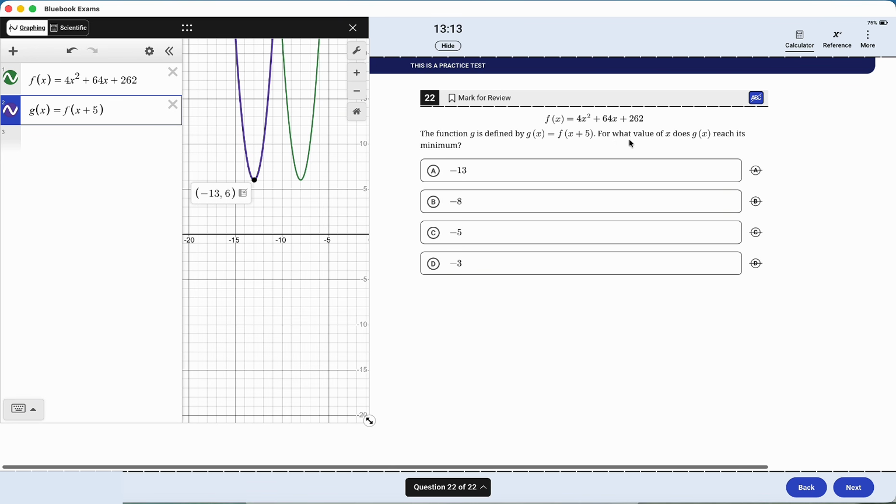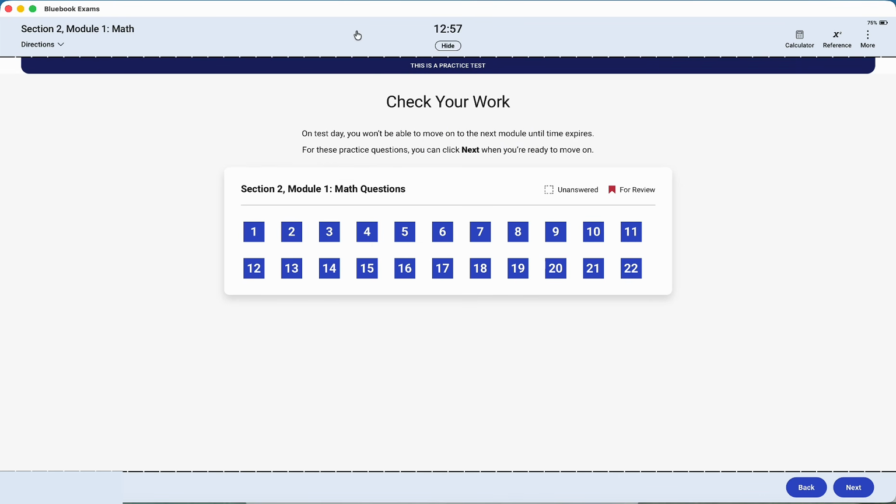And the question is, for what value of x does it reach its minimum? So questions about minimum or maximum are usually going to be about quadratics because that's at the vertex. And here you can just click on the minimum. We can see the x value is -13 and that's our answer, right? So that's it for module 1, right?